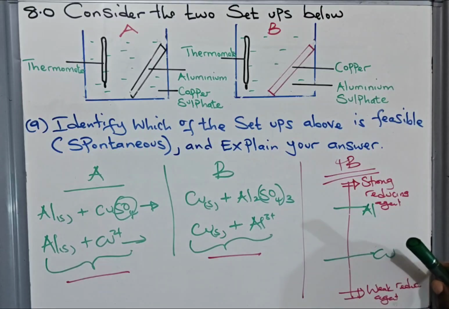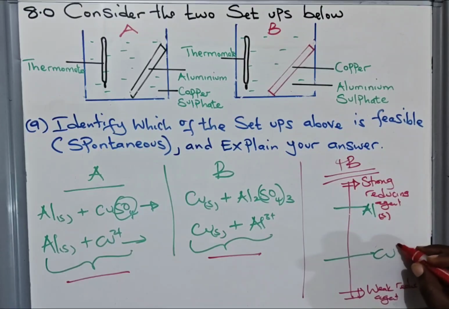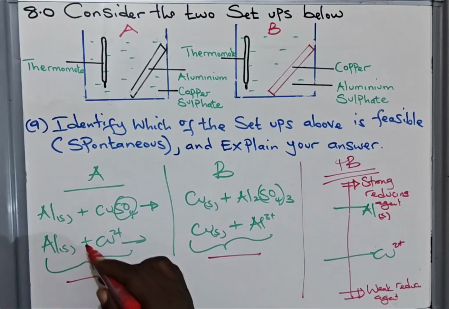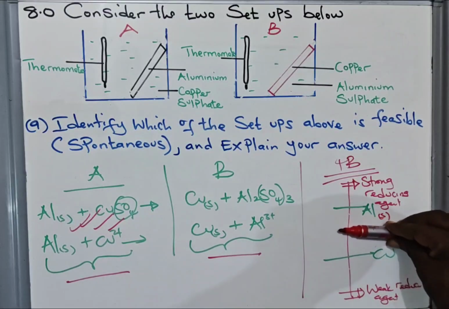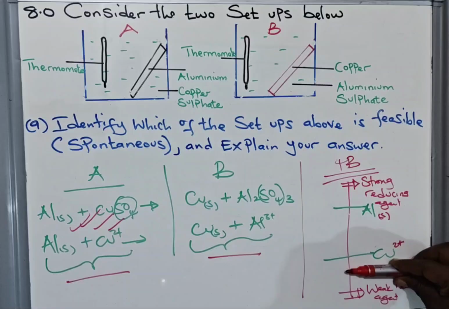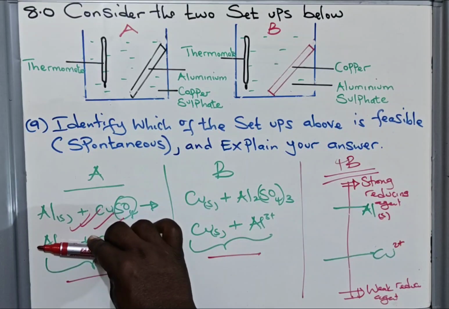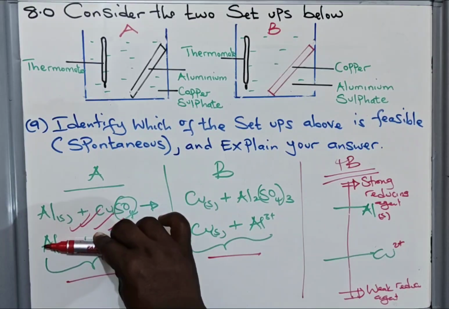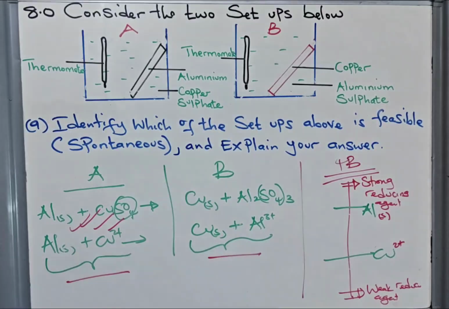For that to occur, the first one must be a solid and the next one must be ions. Which of the two is typical of what we have here? It is this one, where aluminium, the first one, is the solid and the next one is the ion. So this one is feasible. It's spontaneous. It can occur without energy input, while this one cannot. If you want this one to occur, you need to put in energy. You have to connect a battery.